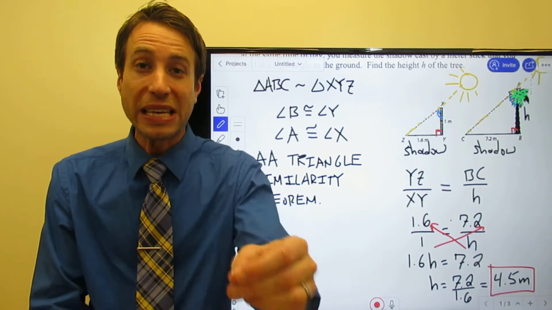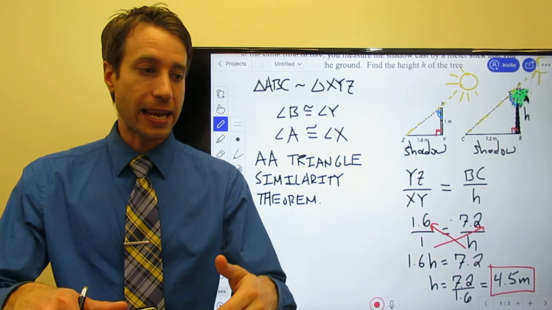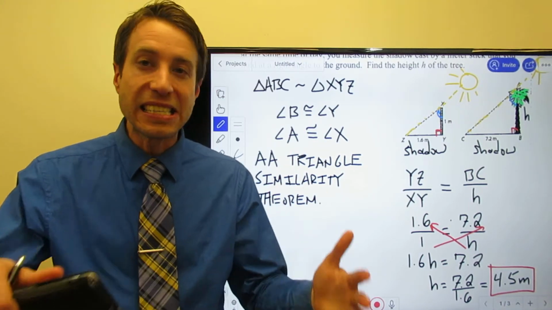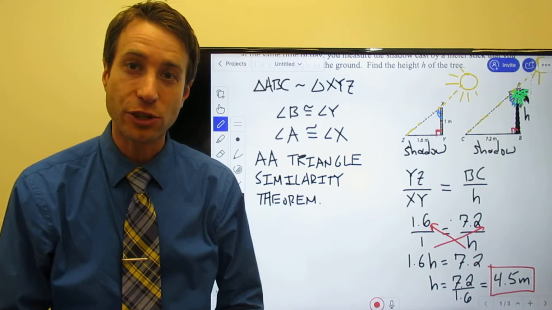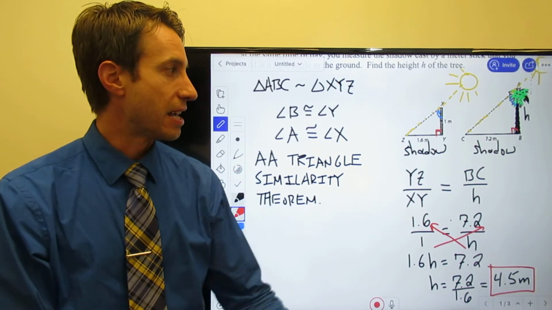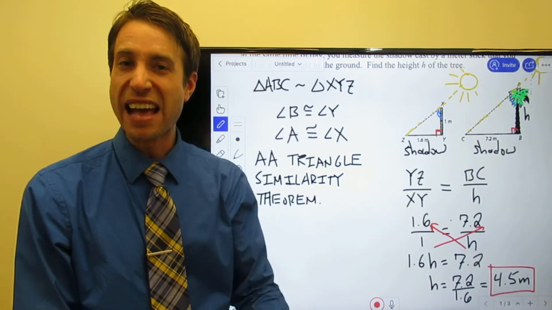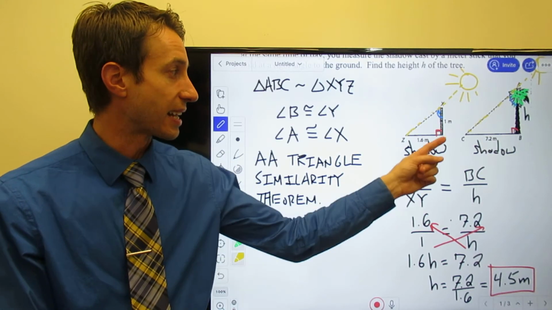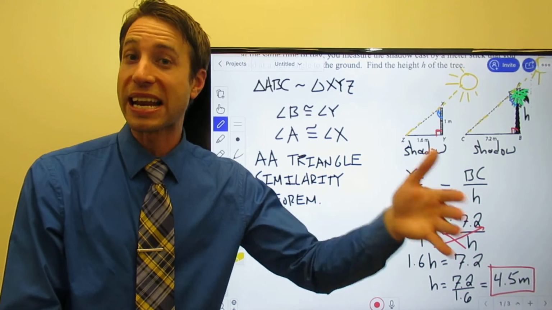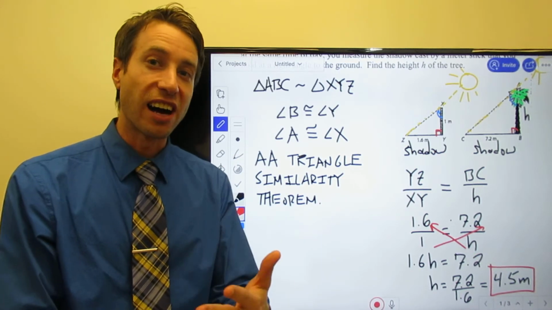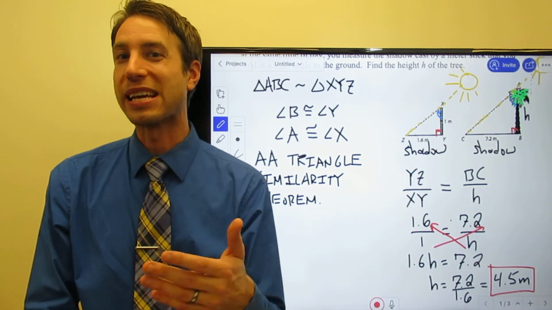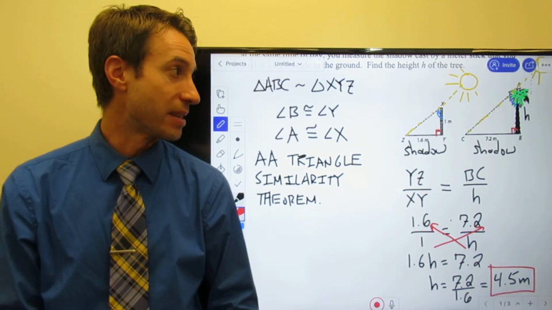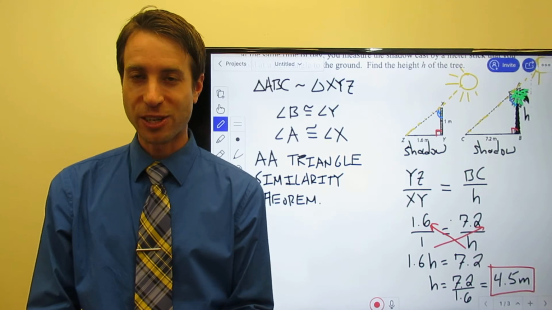The height of the tree is 4.5 meters. So even if you don't have a ladder or any sort of easy way of measuring the height of that tree, no problem. If you can measure its shadow and then use some other object, yourself or a meter stick or something like that, to create another similar triangle, a little bit of geometry, and you can calculate the height of something indirectly by another means.